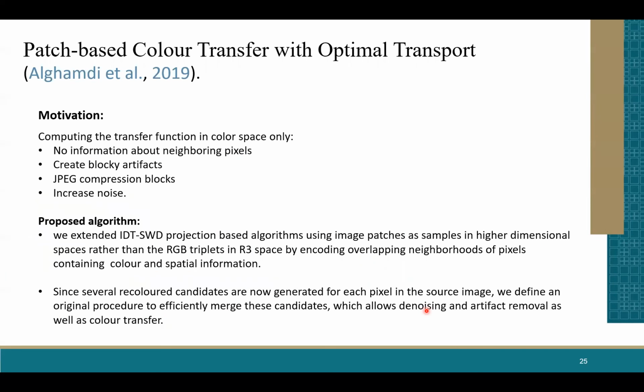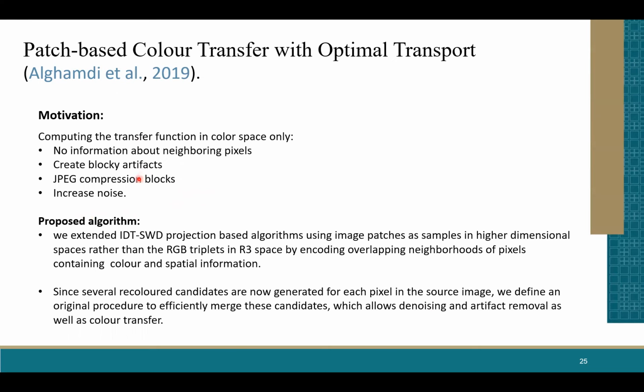So in our first paper, called patch-based color transfer with optimal transport, we propose a new color transfer method with optimal transport to transform the color of a source image to match the color of a target of the same scene. What is the motivation?